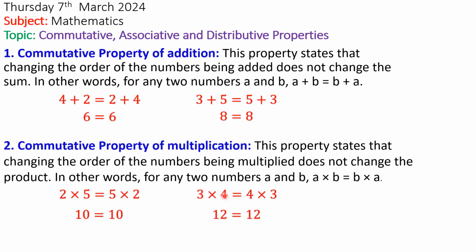And the same thing with the commutative property of multiplication. For example, 3 times 4. What is 3 times 4? 12. And when we do 4 times 3, what is that? 12. So the way that you multiply them doesn't matter either, right? Yes, sir. Good.